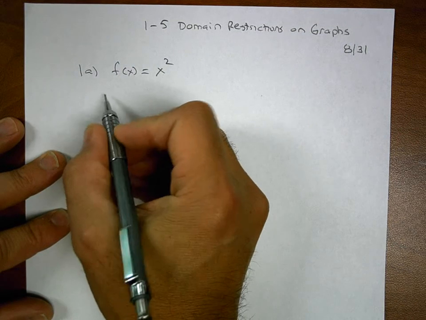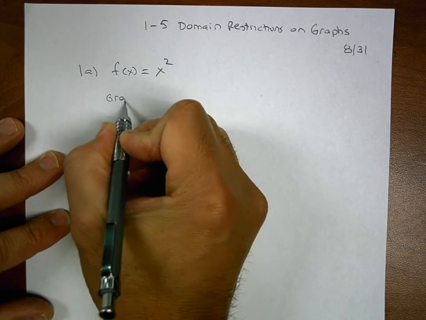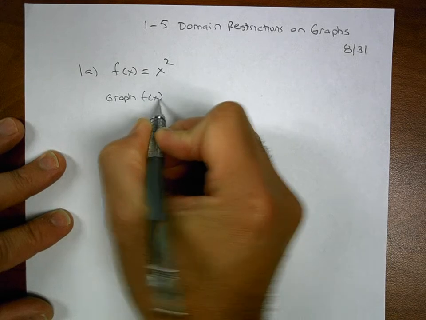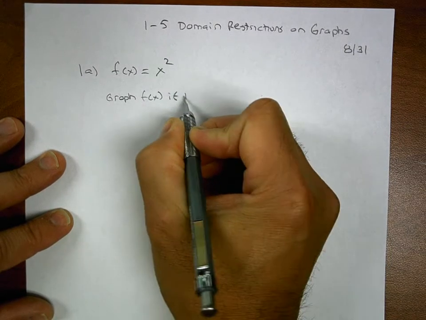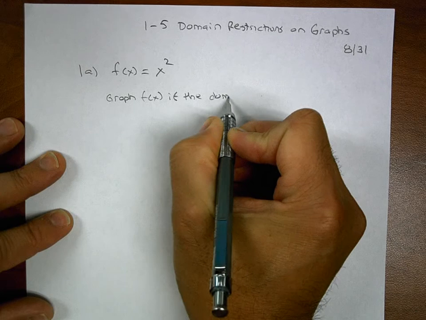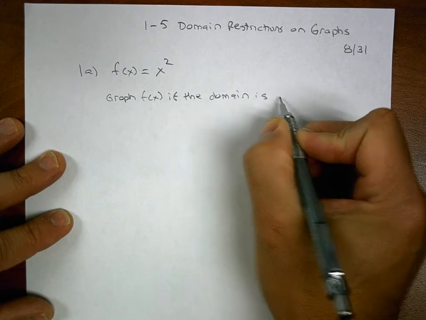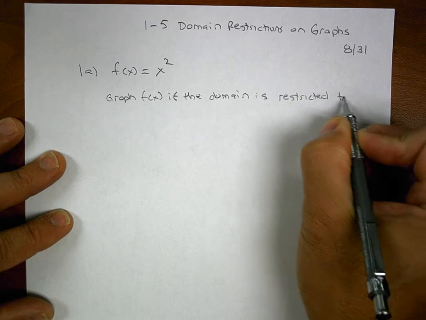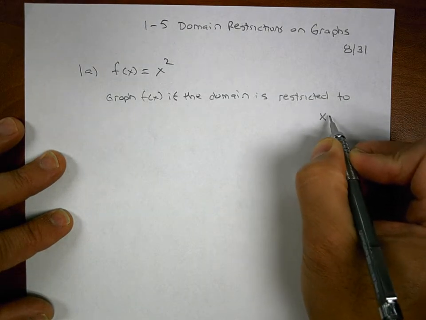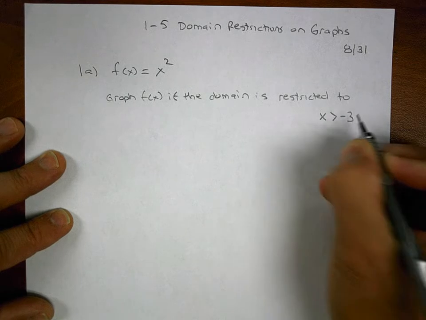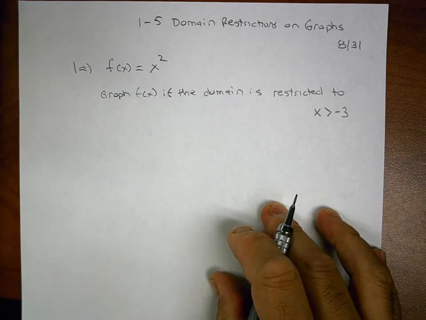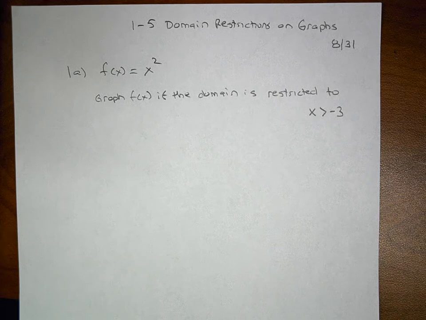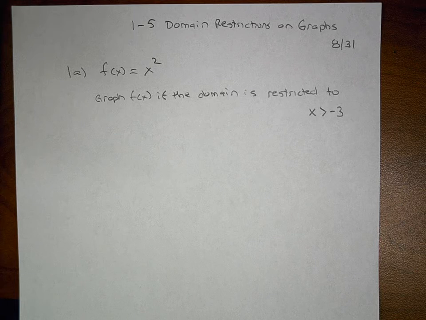All right. So let's say I want you to graph f of x if the domain is restricted to just x is bigger than -3. So I want to graph that parabola, which we all know what it looks like, but only where the domain is bigger than -3. Okay, and I'll show you how to do that.